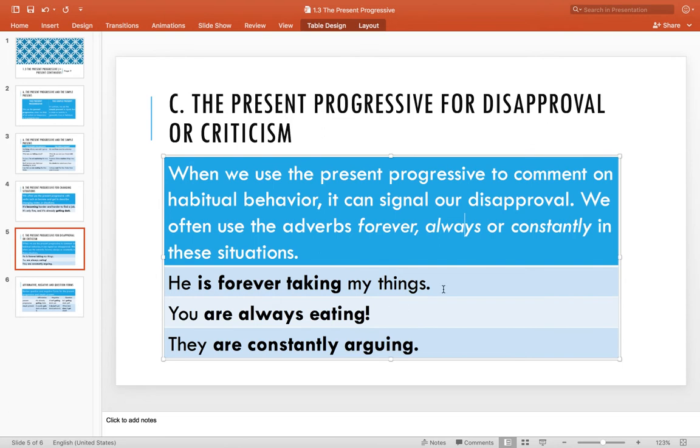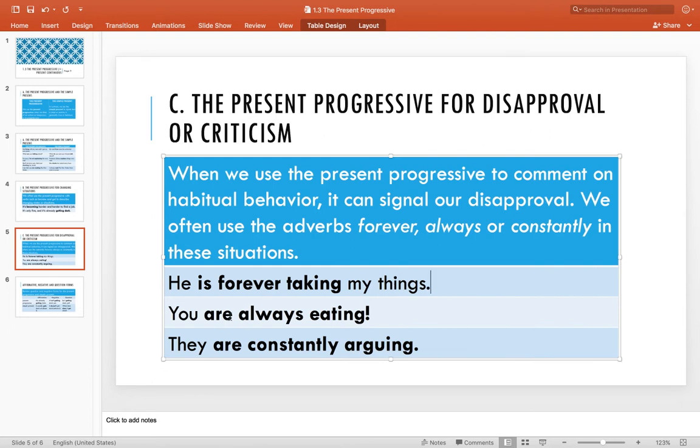Okay, I can also say he always takes my things. But when I use the present progressive, I am emphasizing that I disapprove. I really don't like this. This makes me angry. There's always an angry feeling or surprised feeling to this.